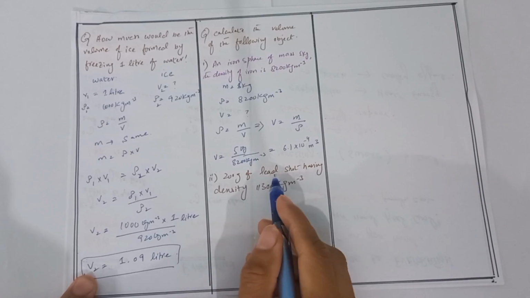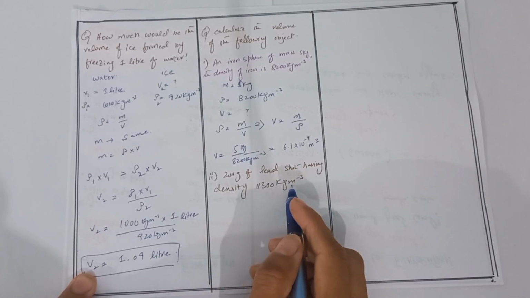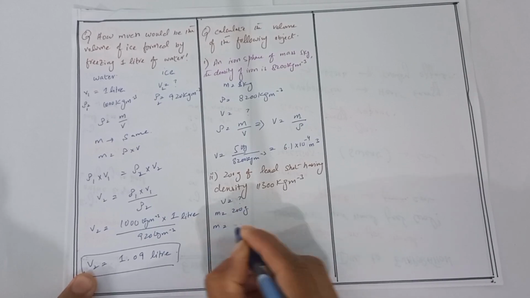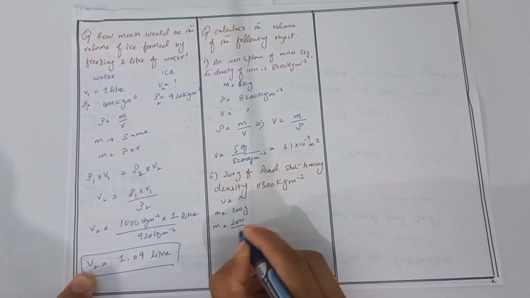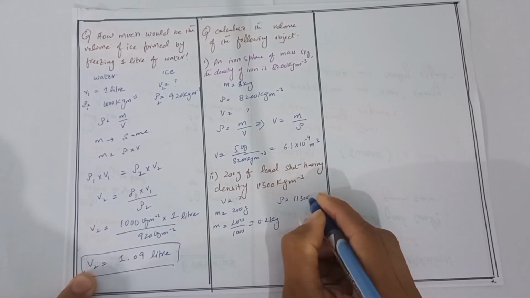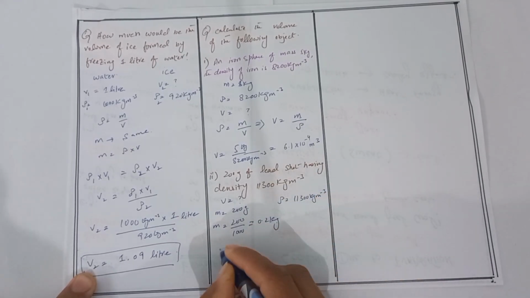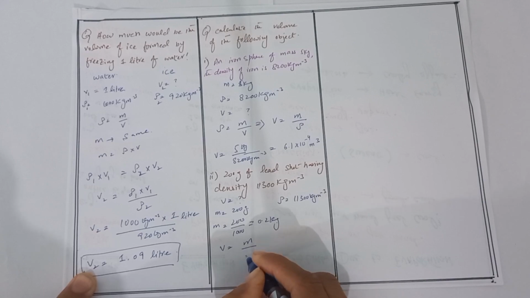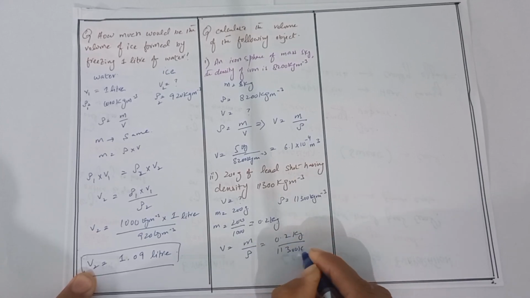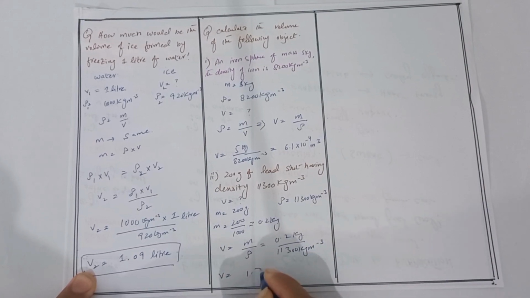Now the question is: 200 gram of lead shot having density of 11300 kg per meter cube. Calculate its volume. Mass is given 200 gram. Convert it into kg. So 200 divided by 1000 is equal to 0.2 kg. Density is given 11300 kg per meter cube. Now calculate it. The volume formula is mass divided by density. Mass is 0.2 kg and density is 11300 kg per meter cube. So volume becomes 1.7 × 10^-3 meter cube.